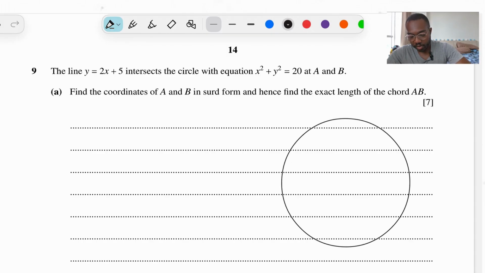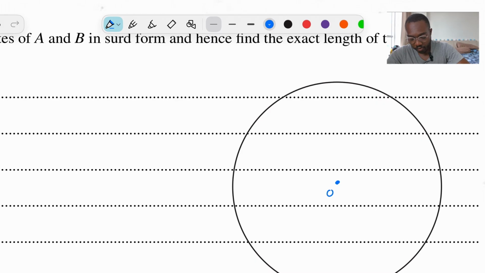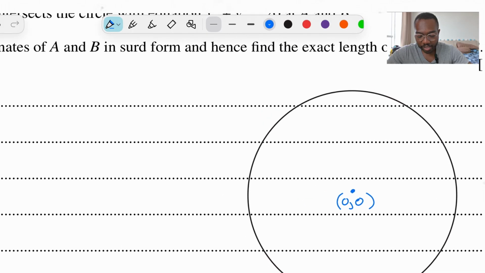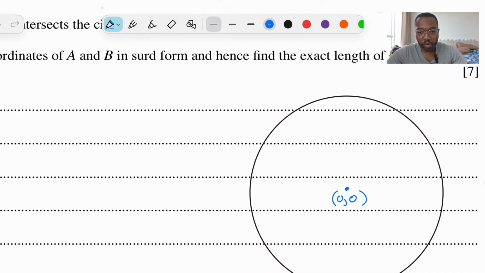Well, if we have this circle here, we know that this circle is x squared plus y squared, and it goes through the origin, or the center is 0, 0. But we have these 2 points, so 2x plus 5. Now this is a straight line, it's going to intersect at 2 points, right? Because it's 2x plus 5, if I draw a dotted line like this, which is the y-axis, then we know that it's going to intersect at 5.